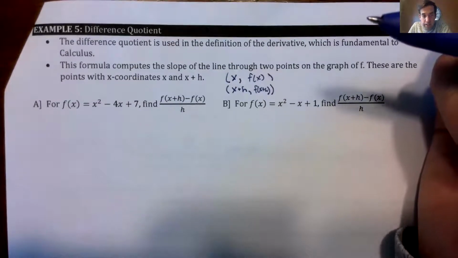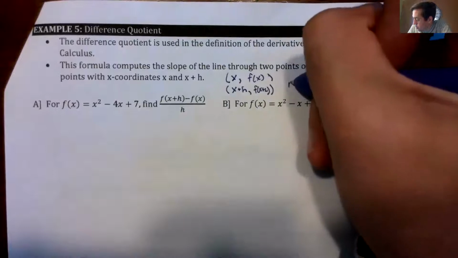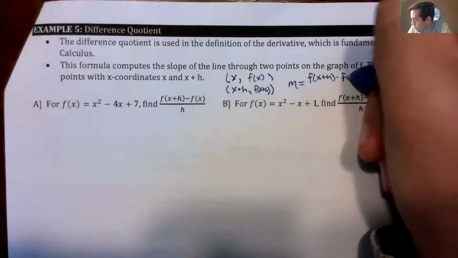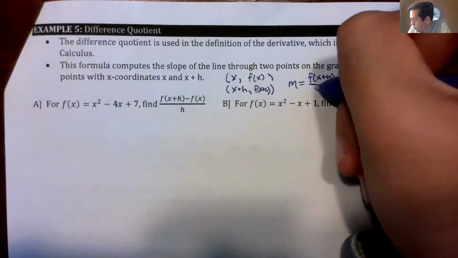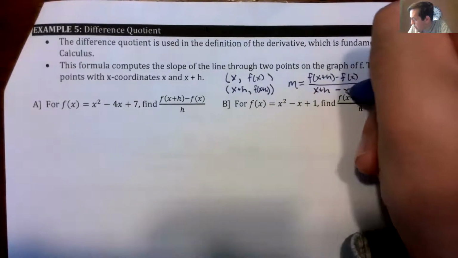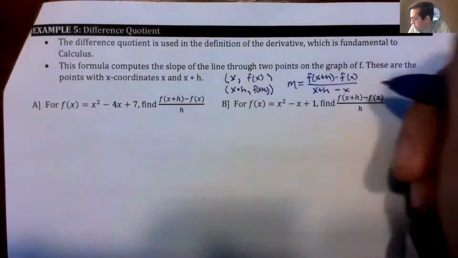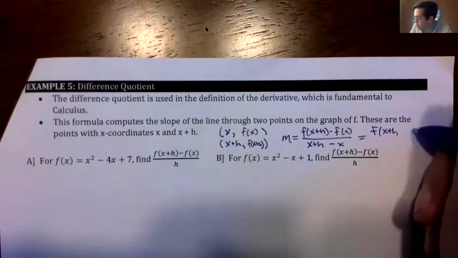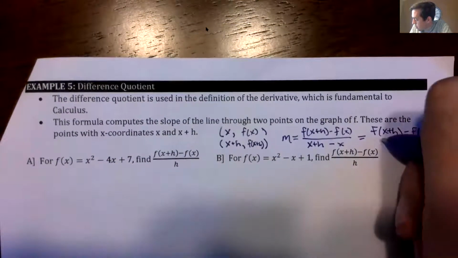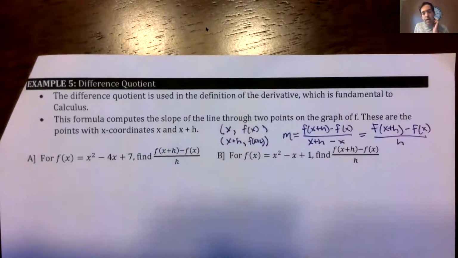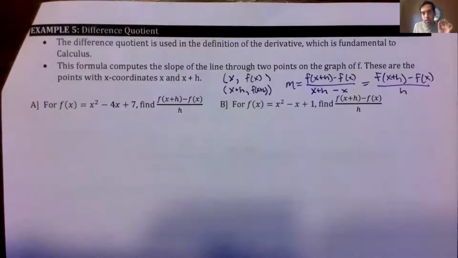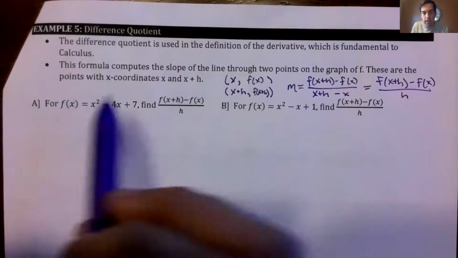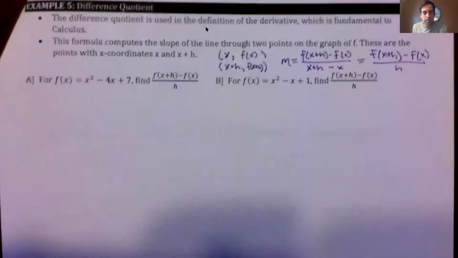So what we can do here is use the slope formula. So the slope is going to be y2 minus y1 over x2 minus x1. And on the bottom here, the x's can cancel out. So we end up with f of x plus h minus f of x over h. And that is the difference quotient. So that's going to be pretty important when you get to calculus. But right now, we're just going to practice how do we actually plug in to that to get a solution.